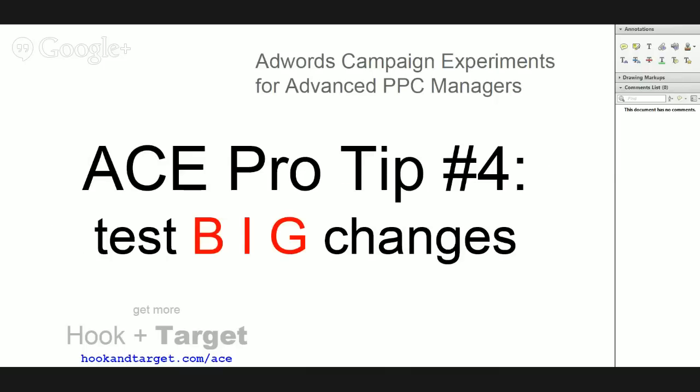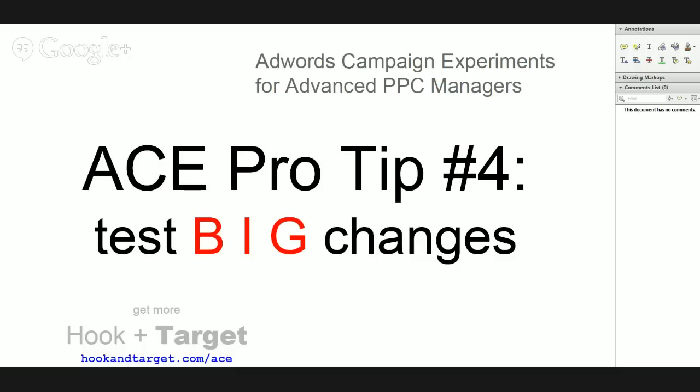Here's my pro tip number 4: test big changes. Before ACE, I was really fearful to test big changes, because I was in a tinkering mindset. If I tinkered and broke something in my account, it was hard to get back to it. But with ACE, if the experiment didn't give me a gain, I can just revert back very easily. I don't have to worry about messing things up, so I can test bigger things.